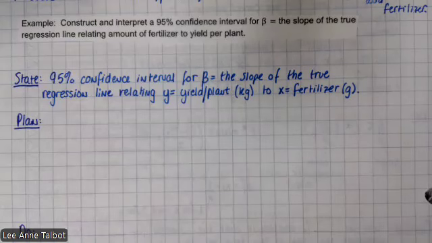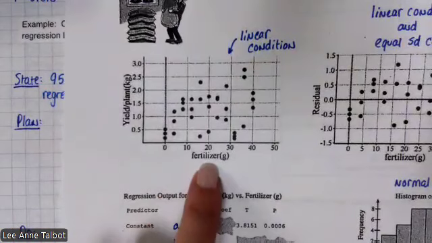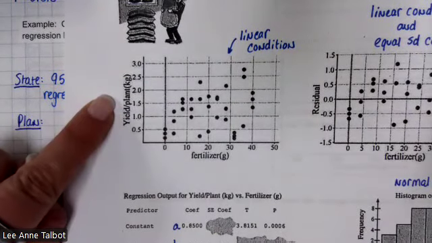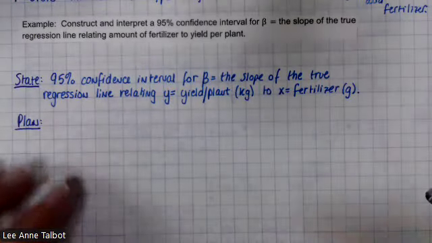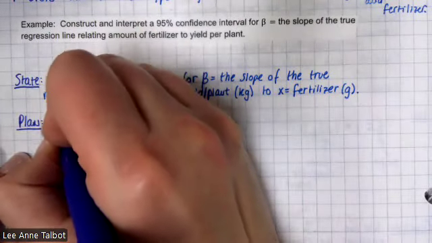Yeah. Says like, the freshman line relating amount of fertilizer, will it always put the x first, like when it's reading the problem out? No, you have to look at the graph. So they switch it up, unfortunately. So you have to come over here and go, oh, fertilizer is x, yield per plant is y. They have to give you so many things. Anyway. Okay.